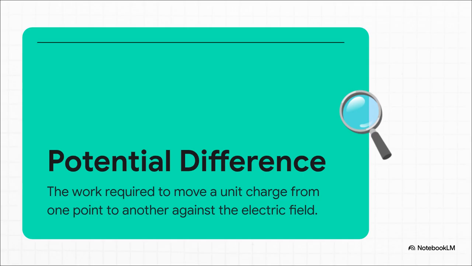It takes energy. The amount of work you have to do for each little bit of charge, well, that's what we call potential difference. And you already know this by a much more common name: voltage. It's the voltage you see on a battery.